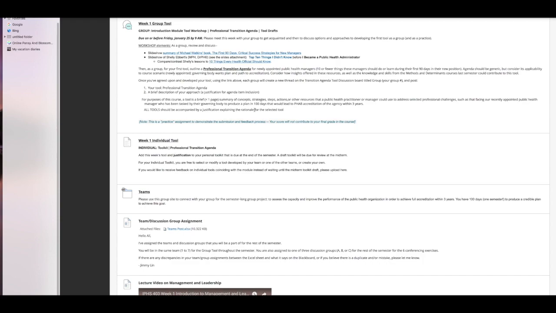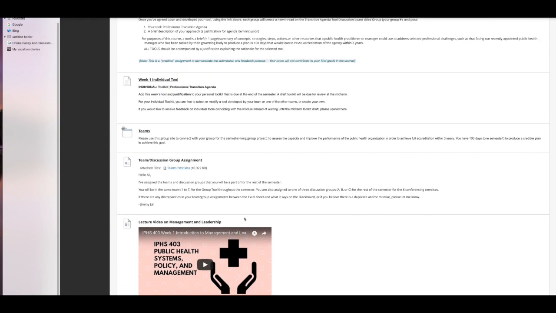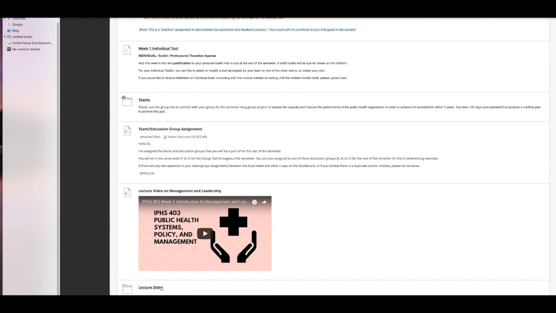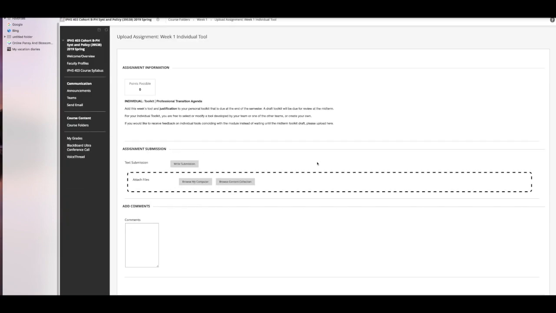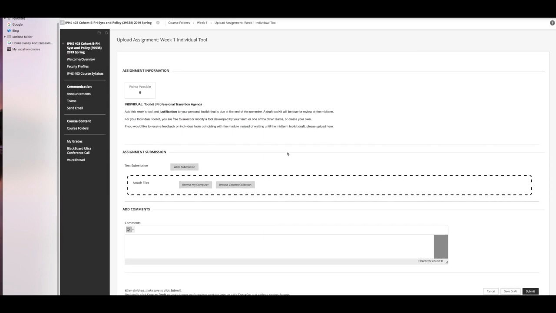Here you find lots of good information. This is where you will submit your individual toolkit. Your individual toolkit is due at 2 points of the semester. At the midpoint of the semester, your toolkits 1 through 7 are due, but you can submit your individual toolkit anytime up to that point.